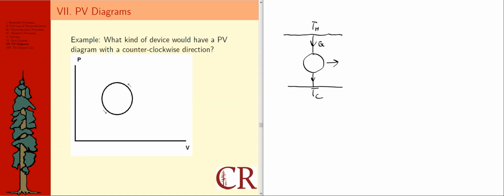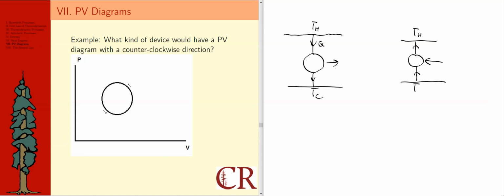But if we're describing a reverse PV diagram cycle, that entails work being done to the engine. Would it make sense that everything else might also reverse? In other words, we're talking about a device that has heat being put into a higher temperature or hotter temperature region and is taking heat out of a cooler temperature region.